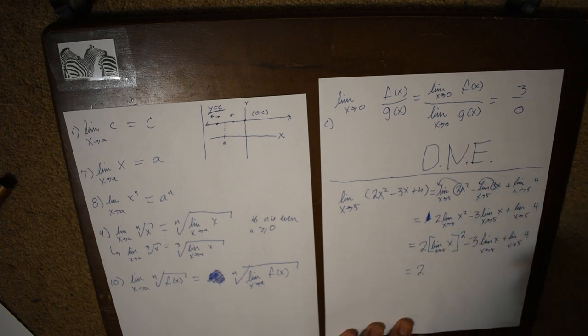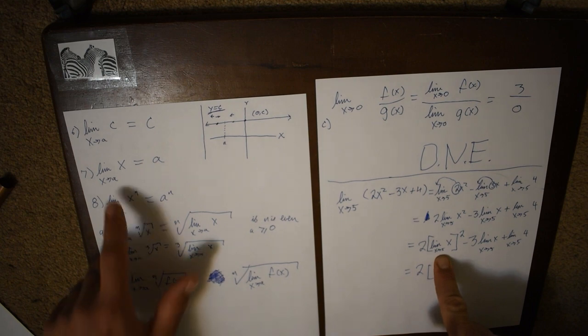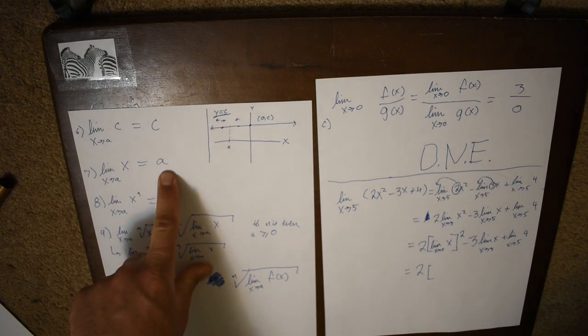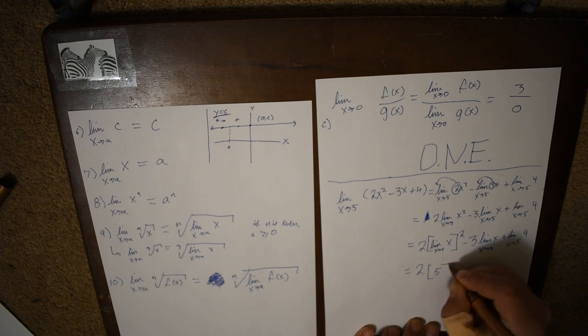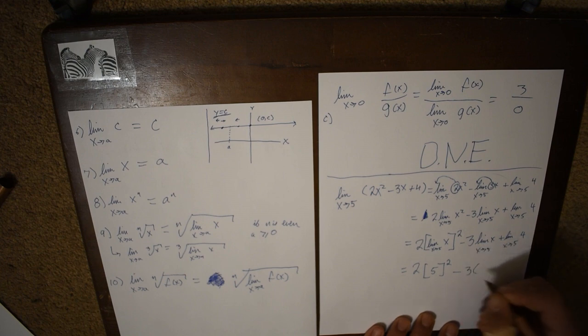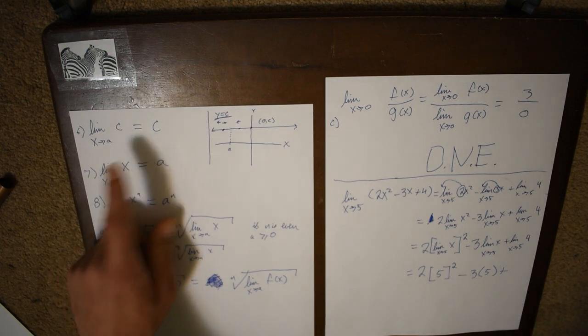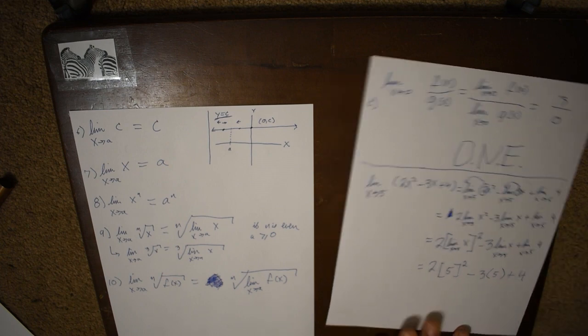This 2 is going to fall down. We have in brackets the limit as x approaches 5 of x. Well, the limit of x as x approaches a is a. That means the limit of x as x approaches 5 is 5 squared minus, once again, the 3 times the limit of x as x approaches 5 is 5 plus, and now we have this law. The limit as x approaches a of a constant is equal to that constant. So the limit as x approaches 5 of 4 is equal to 4.